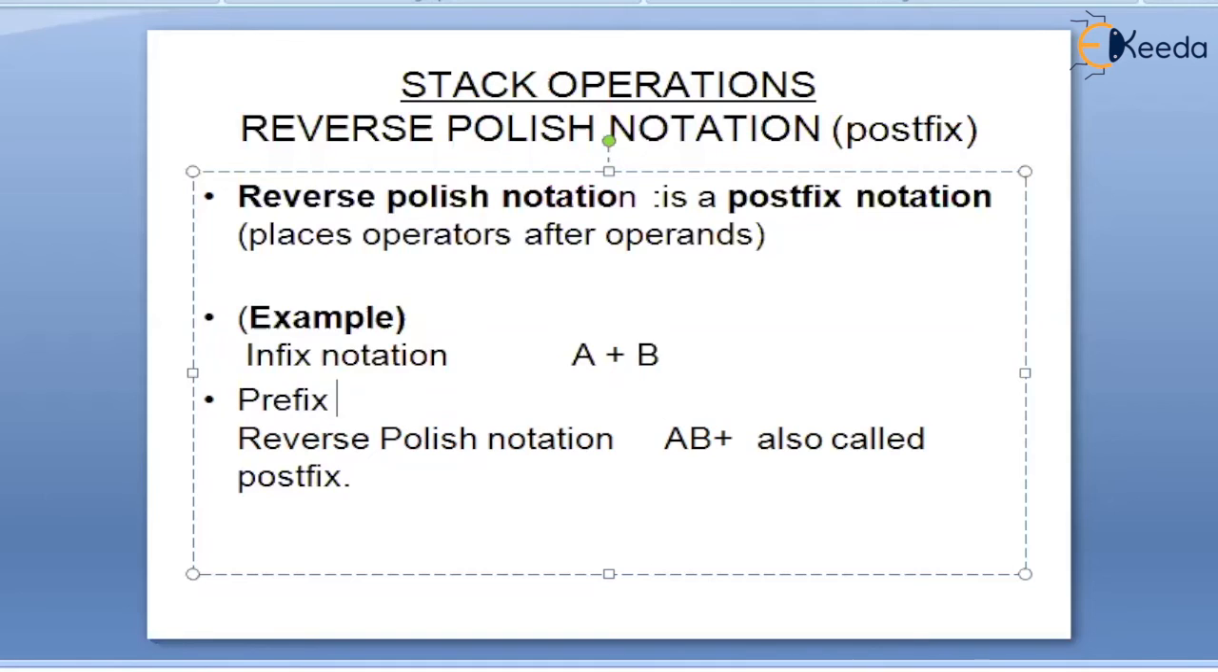When you say prefix, the same operation A plus B can be reflected as: first the operator should precede, followed by A and followed by B. Now A and B will get added. In the postfix notation or reverse Polish notation, we will write operands initially followed by the operator.